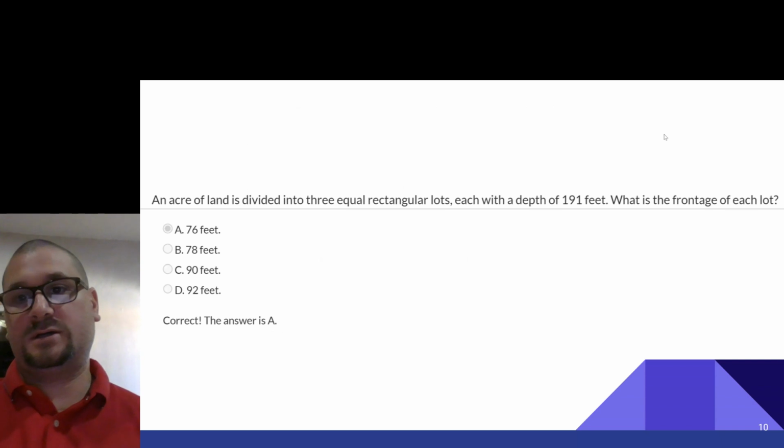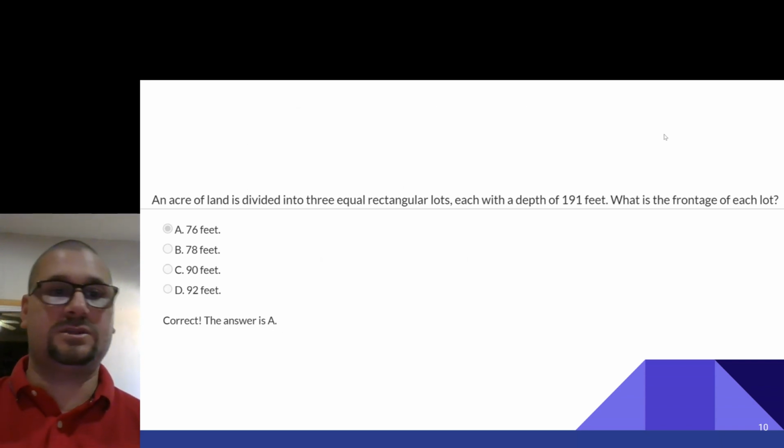And then you take that area divided by the depth and you get the width.